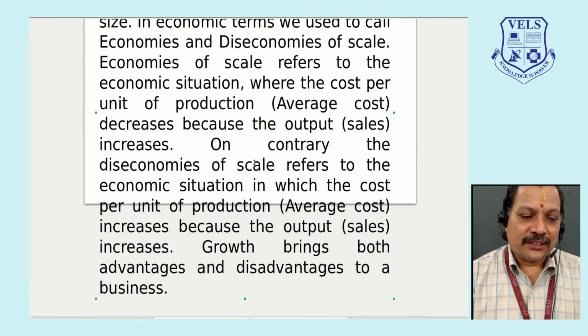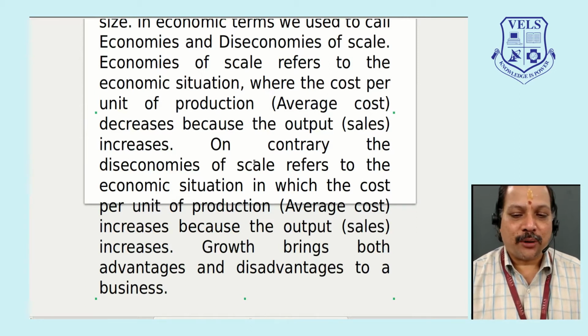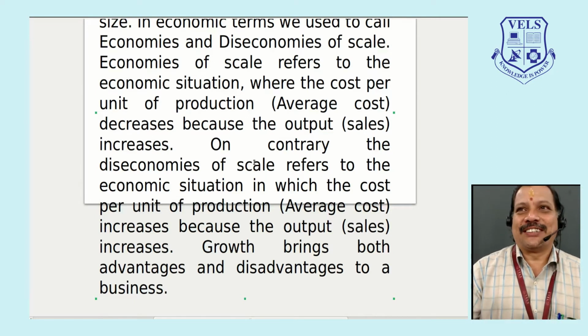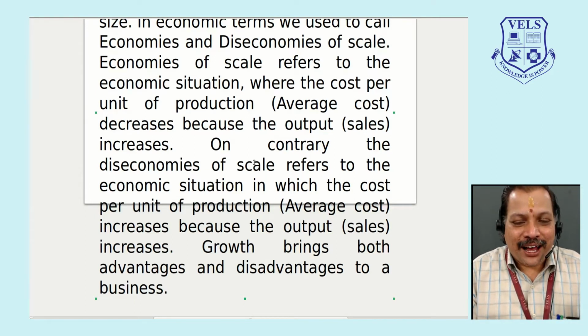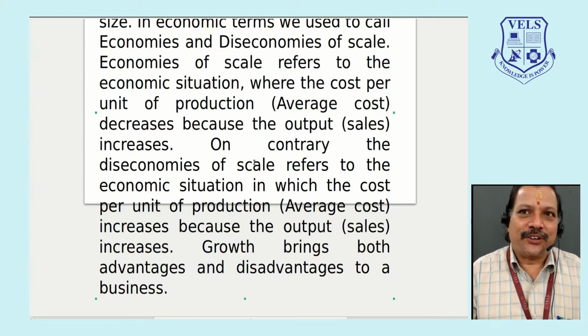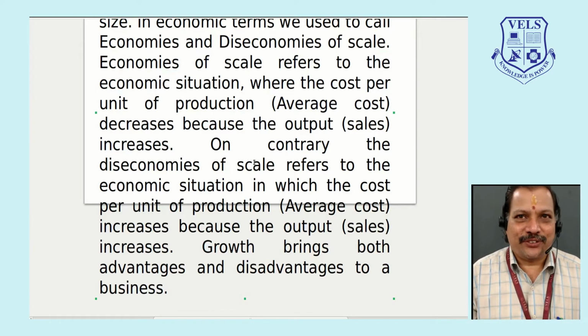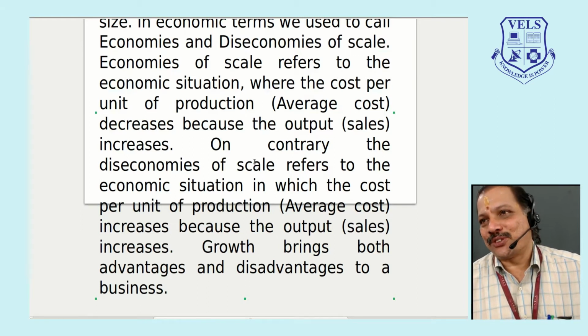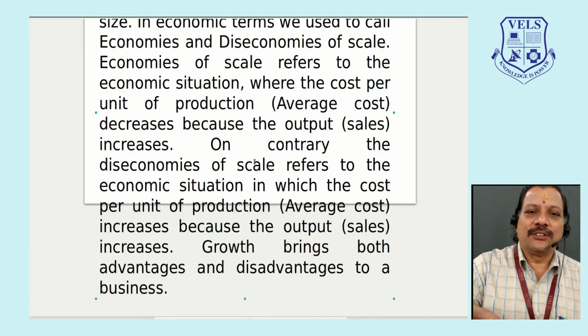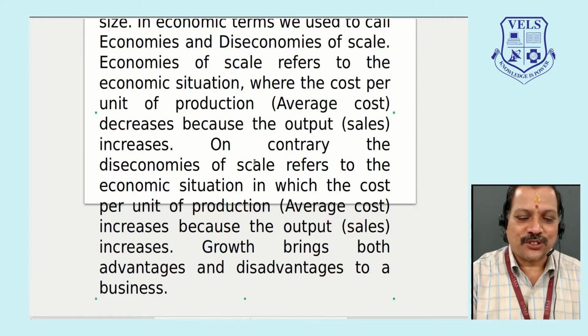On the contrary, the diseconomies of scale refers to the economic situation in which the average cost increases. That is, when average cost is decreasing, we are earning more profit or having more benefit. When average cost is increasing, definitely we are losing some, we are making some additional expenditure. So the advantages of large scale are economies of scale, and the disadvantages of large scale of production are diseconomies of scale.